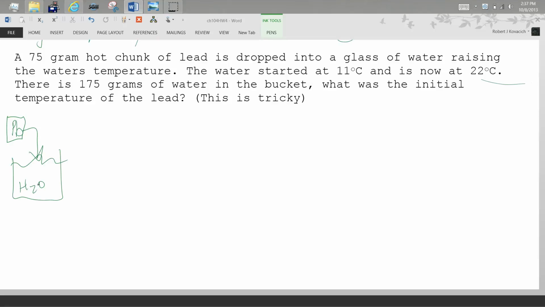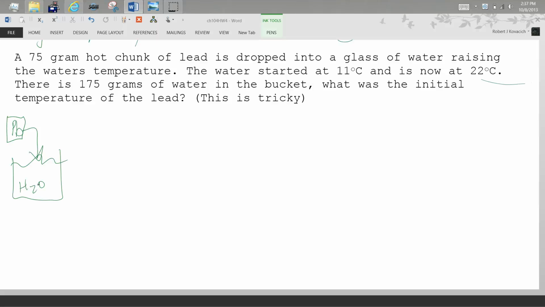We know that it's 11 degrees Celsius, and that's relatively cool, right? 11 degrees, would you want to be outside if it was 11 degrees? I'd want to have a hat on and a jacket, right? Some shoes, pants, I suppose. So I put this piece of lead into the water, and the water's temperature goes up to 22 degrees. Okay. So we know the lead is hotter.